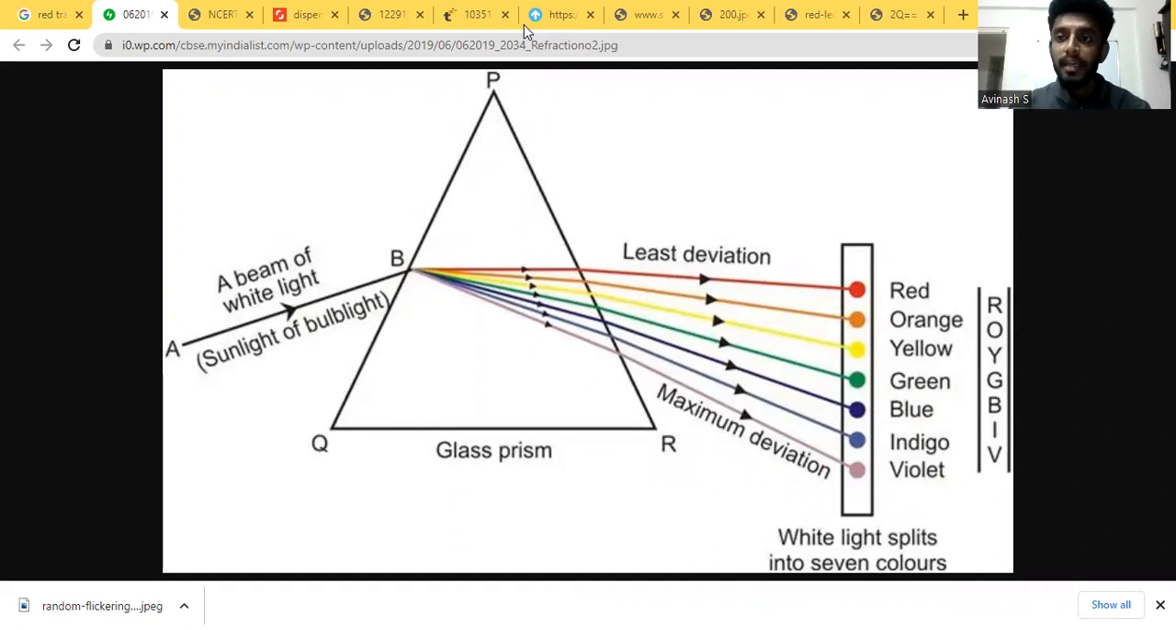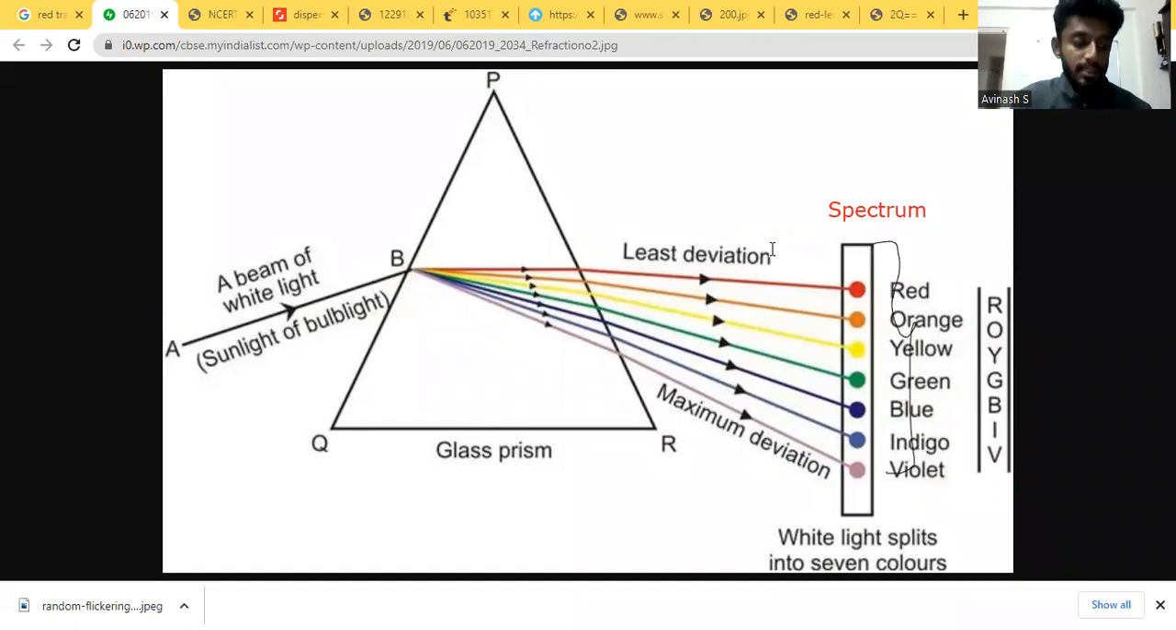As you can see in the diagram, they are sending a beam of white light from the left side, which can either be sunlight or some light from a bulb. When we send white light, as soon as it hits the surface of the prism, it splits into 7 different colors. And those 7 colors together are called a spectrum. So this is something that we need to know. The band of 7 colors is called a spectrum.